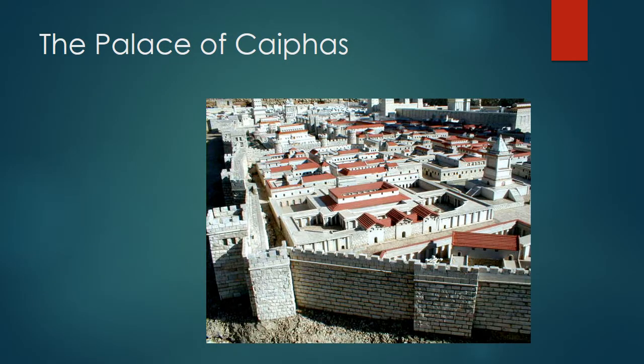This is a picture of what archaeologists think the Palace of Caiphas may have looked like. It's located in the model of the city of Jerusalem of 66 AD, which is housed in the Israel Museum today. The walls at the bottom of the picture are the walls of the city of Jerusalem in Jesus' day. This is the southwest corner of the city.